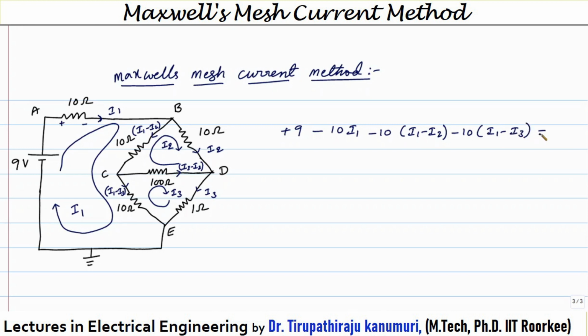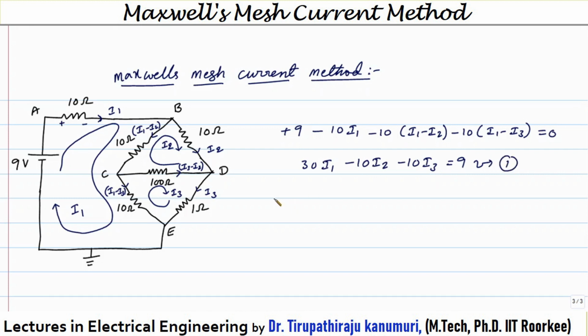This will be equal to 0, or I can simplify it as 30 times I1 minus 10 times I2 minus 10 times I3 equals 9. I am taking this as equation number 1.